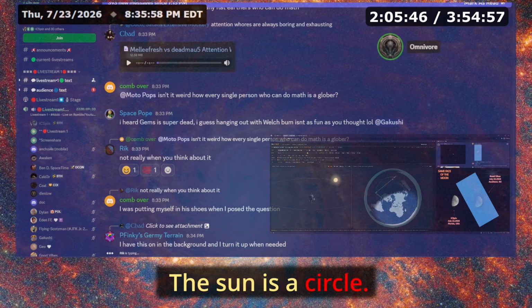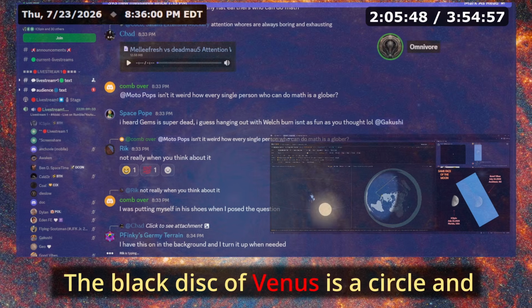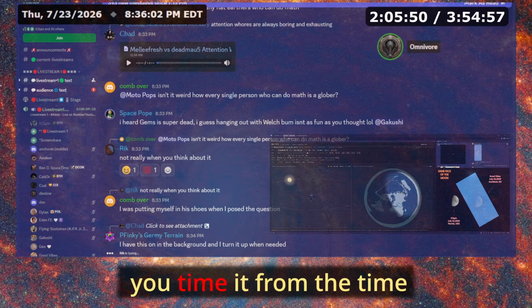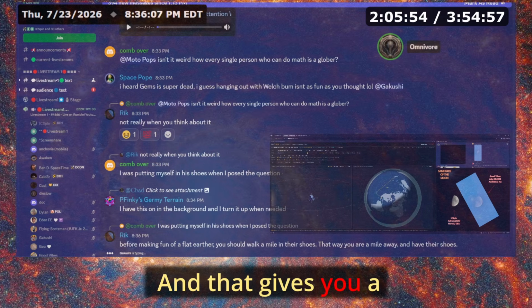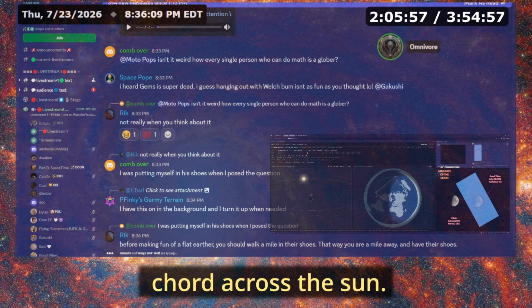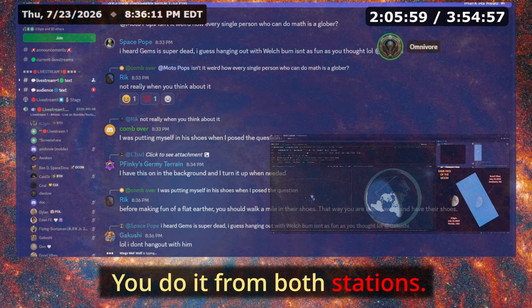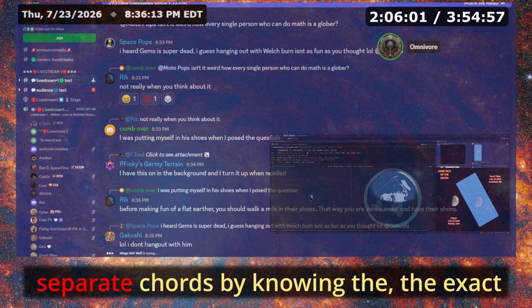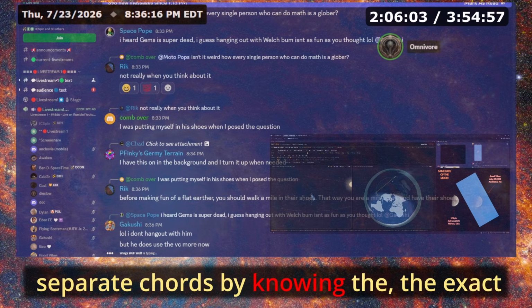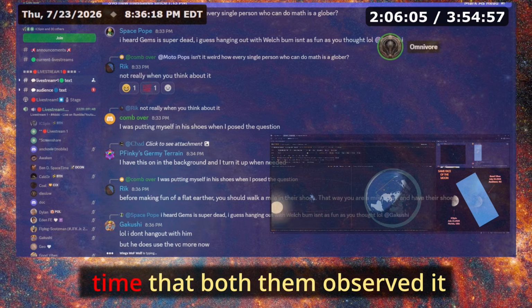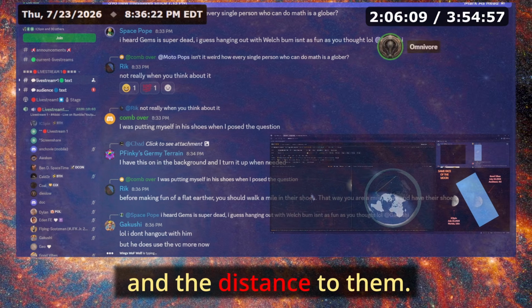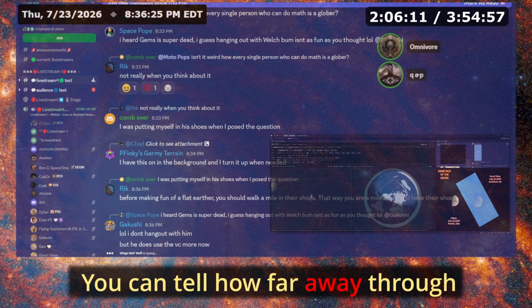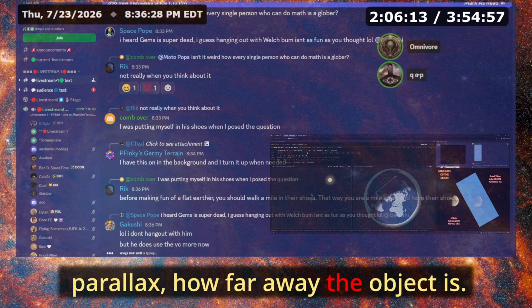The sun is a circle. The black disk of Venus is a circle. You time it from the time it starts to the time it ends, and that gives you a chord across the sun. You do it from both stations, which gives you two separate chords. By knowing the exact time that both of them observed it differently, and the distance between them, you can tell through parallax how far away the object is.